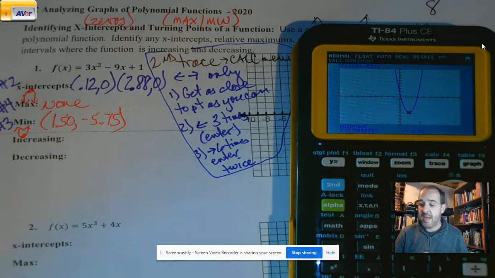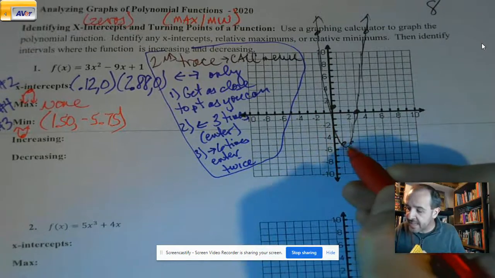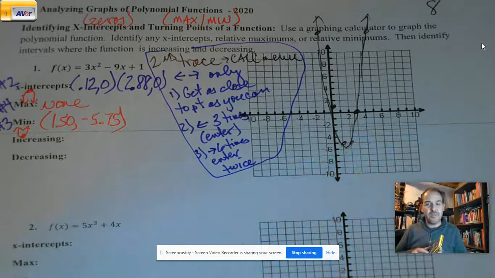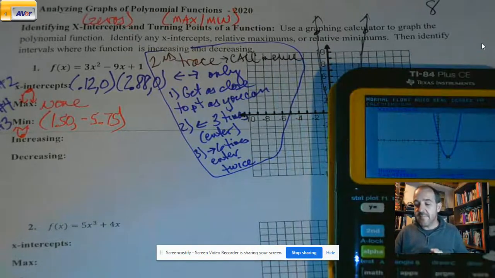And that's my min. And again, if I look at the picture, that seems reasonable. Because here's 5, here's 6, and it looks like with my sketch even, it was between 5 and 6. So it's reasonable. So that's how we do mins and maxes.